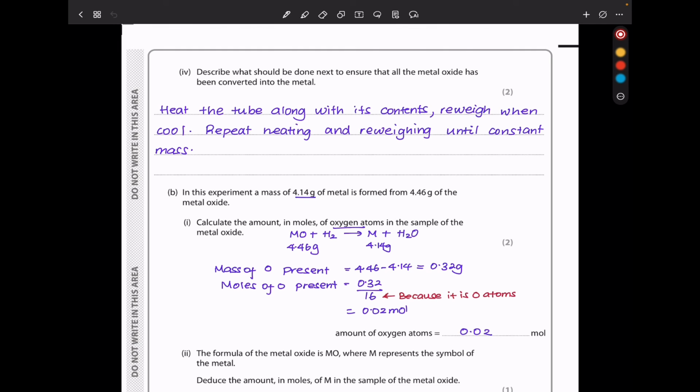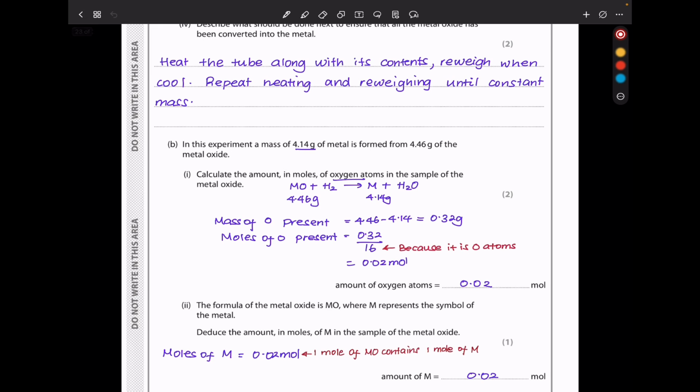Next they say describe what should be done next to ensure that all the metal oxide has been converted to the metal. Here all we need to do is to heat along with the contents, then you reweigh. Of course you have to cool, reweigh, and then repeat the cycle until the mass is constant. So basically we heat to constant mass.